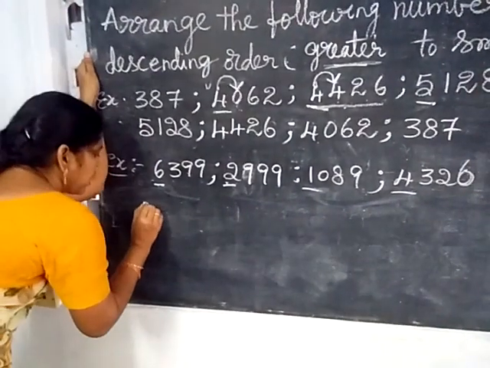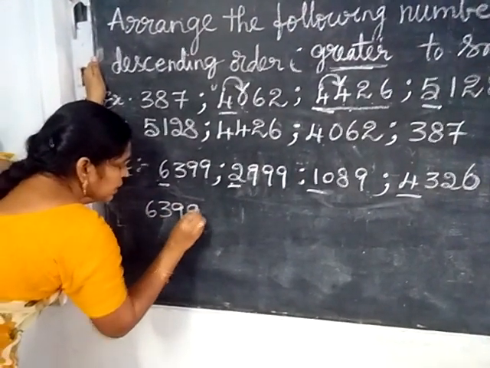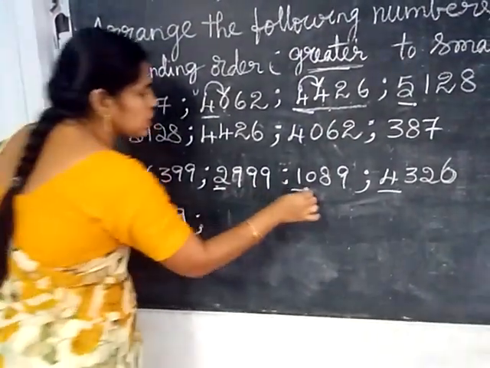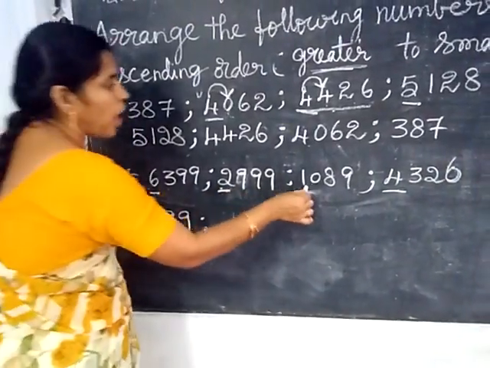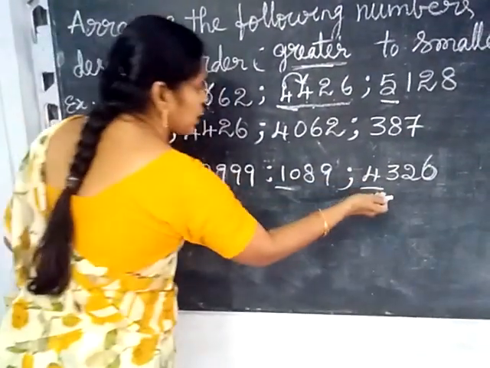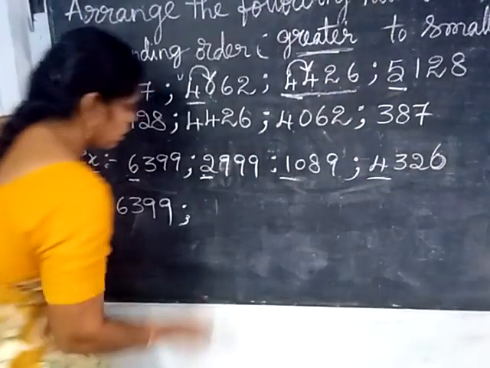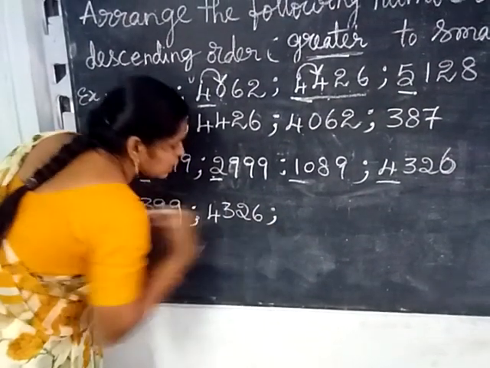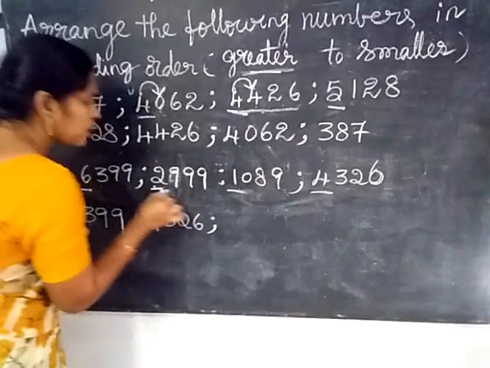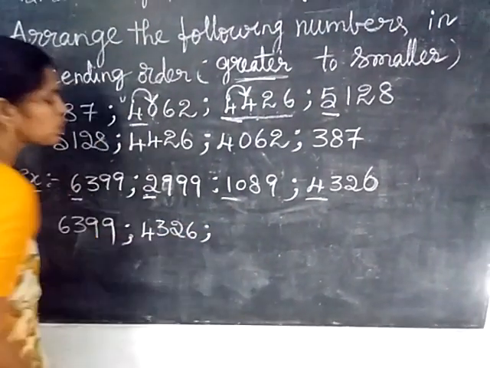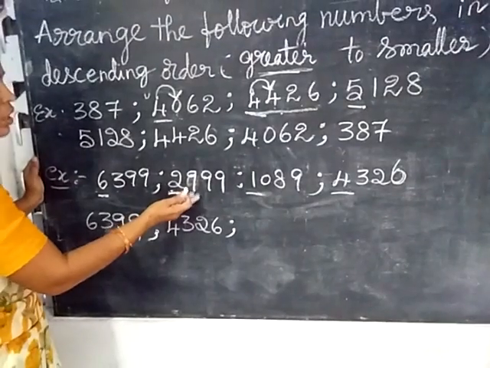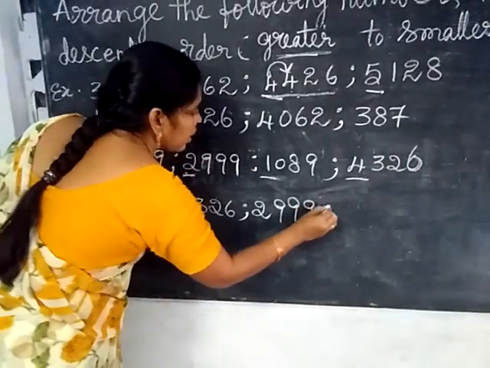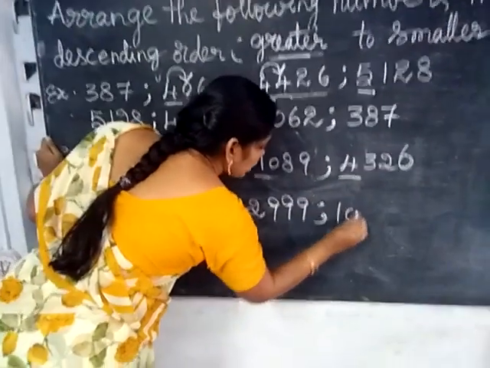Yes, 6399 is the greater number. So you write that number first. Then you check the next 3 numbers. This is 2, 1, 4. So which is greater? 4 is greater. So this number will come in the next place. So 4326 is the second highest number. Next, compare these two. Here 2, here 1. Which is greater? 2 is greater. So the third greatest number is 2919. Next number is 1089.